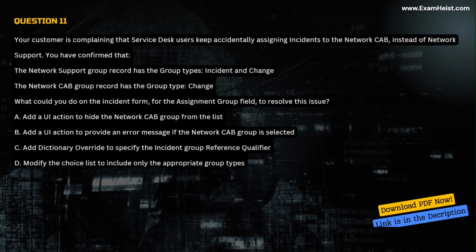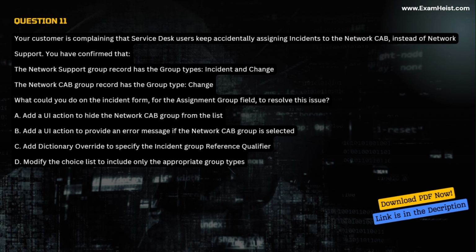Question 11. Your customer is complaining that service desk users keep accidentally assigning incidents to the network CAB instead of network support. You have confirmed that the network support group record has the group types, incident and change. The network CAB group record has the group type, change. What could you do on the incident form for the assignment group field to resolve this issue?